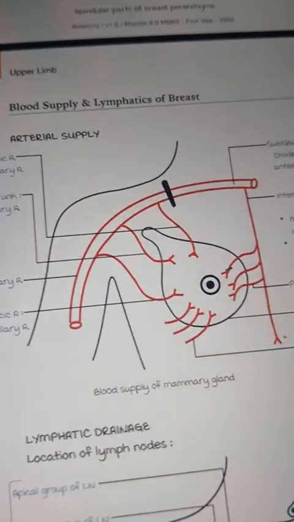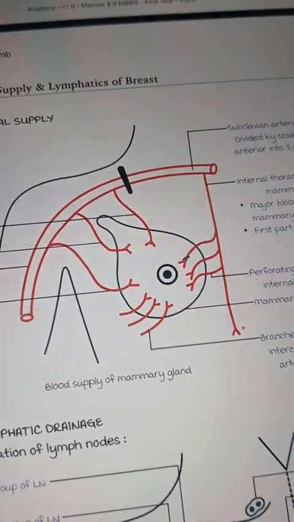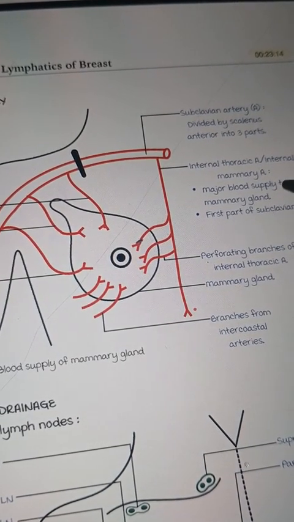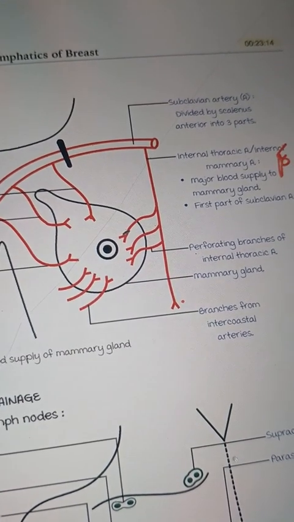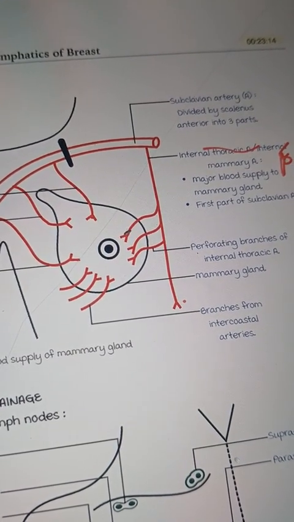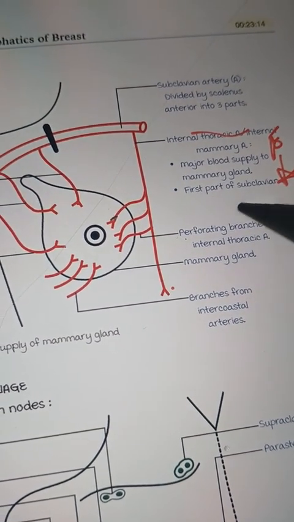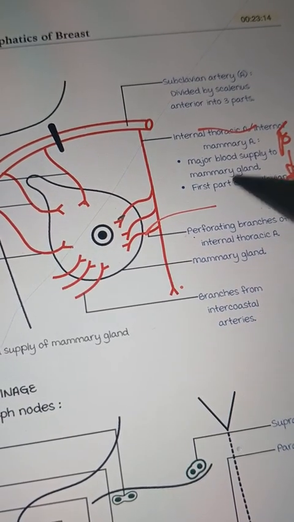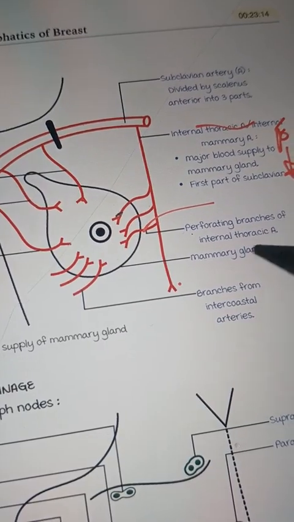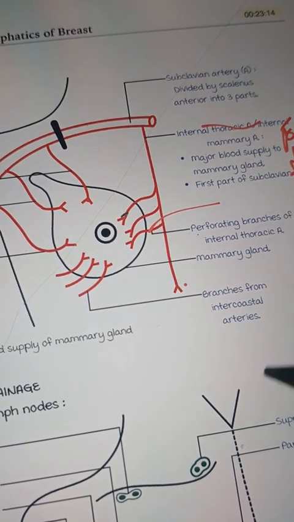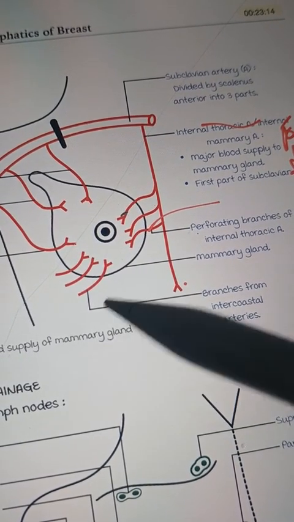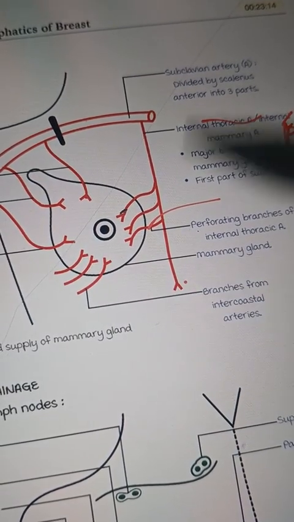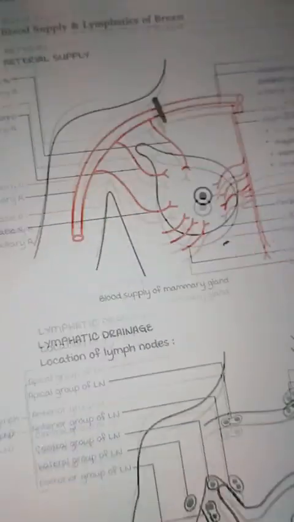Then, talking about the subclavian artery, the internal thoracic artery, that is the internal mammary artery, is a major blood supply to the mammary gland. This is very important: the internal thoracic artery is the major supply to the mammary gland. It's a branch of the first part of the subclavian artery. Next, the perforating branches of the internal thoracic artery and the branches of the intercostal arteries supply the mammary gland.